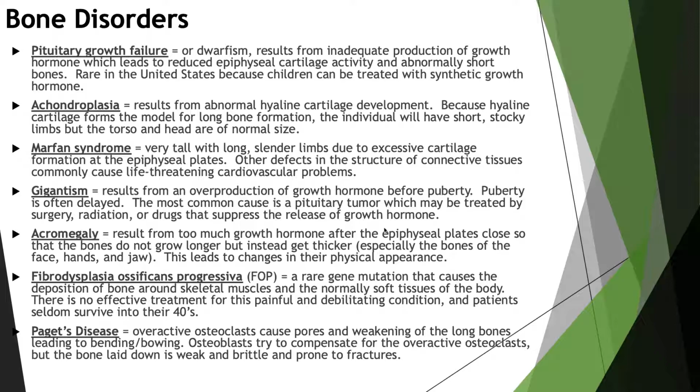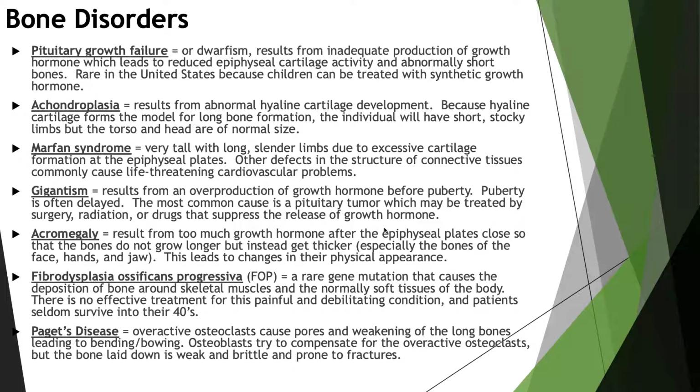Other defects in the structure of connective tissues commonly cause life-threatening cardiovascular problems. You can have gigantism, which is the result of overproduction of growth hormone before puberty. Puberty is often late at this point, and the most common cause is a pituitary tumor, which may be treated by surgery, radiation, or drugs that suppress the release of that growth hormone.